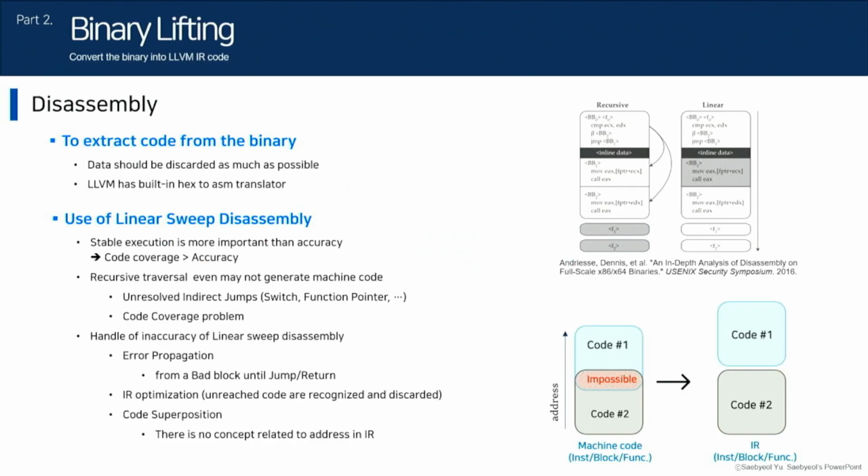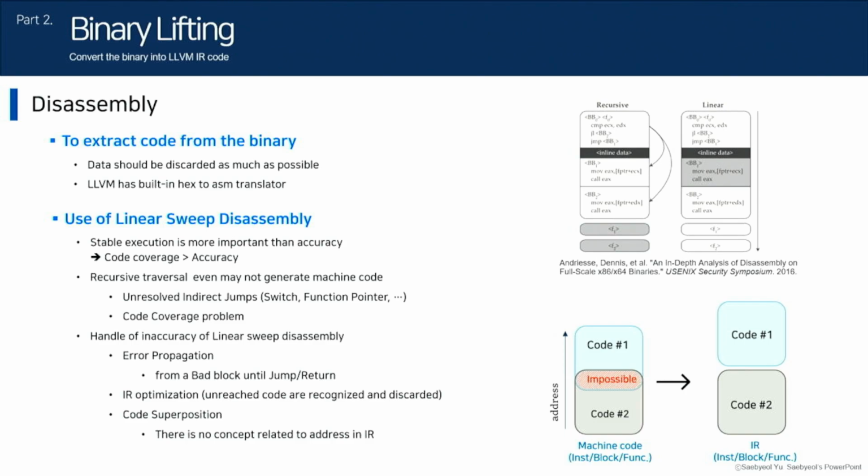Our first stage is disassembly. In converting a binary to LLVM IR, the foremost critical task is extracting code from the binary. To achieve this, we employ linear sweep disassembly. Recursive traversal disassembly can cause code coverage issues when we encounter indirect branches. For the stability of the generated IR, it is vital to eliminate such problems. While linear disassembly solves these issues, it can misidentify data as code, leading to inaccuracies.